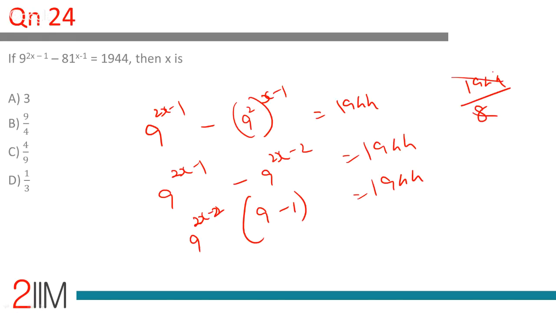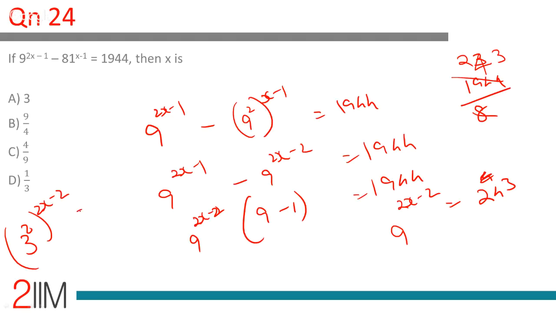So this is 243. 9 power 2x minus 2 is 243. This is 3 square whole power 2x minus 2 is 3 power 5. 4x minus 4 equals 5. 4x equals 9. X is 9 by 4. Done.